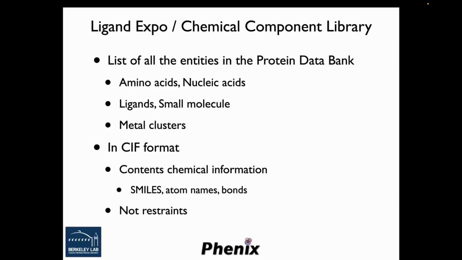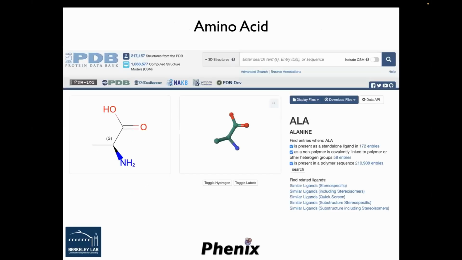The list of entities is broken into this information, and in the CIF format, the information about ligands contains SMILES, atom names, and bonds. And I've already said not restraints, but these are the three things you really need. You need the atom names, because that's part of the mechanism whereby refinement looks up what your atoms are and what it's going to add a bond between. So that's really the information that's in the chemical information CIF, not restraints.